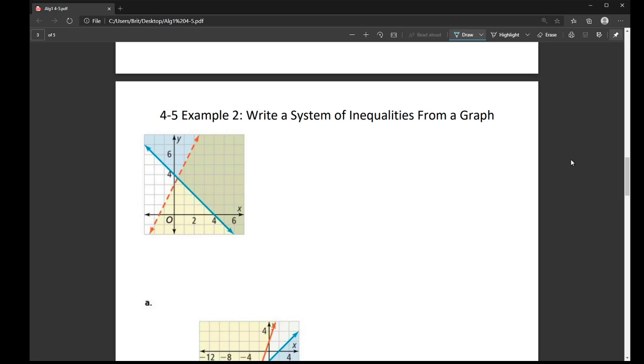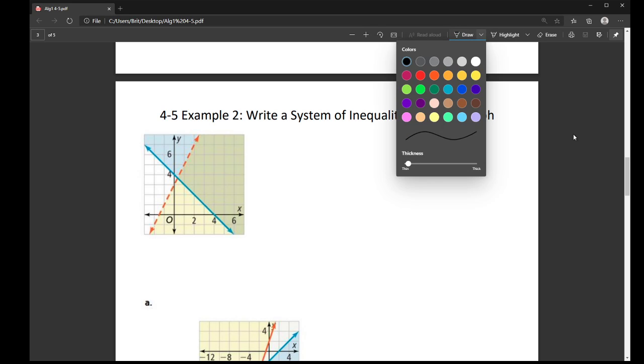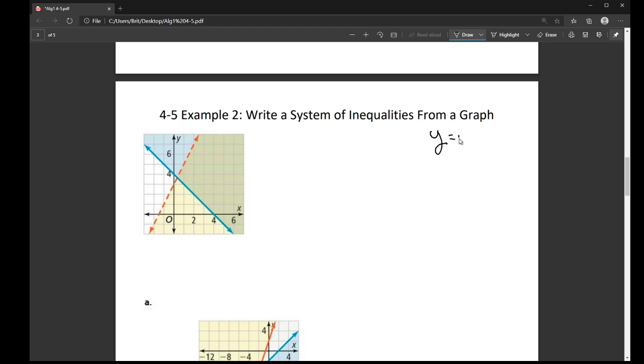In this video, I'm covering example 2 from section 4-5 in the SavvasRealize Algebra 1 textbook. In this example, we are learning how to write a system of inequalities from a graph. When I go to do this, I am going to be using the slope-intercept form of a line, which is y equals mx plus b. Please don't forget that the m here is our slope that we're looking for, and our b is our y-intercept. So let's go ahead and give that a shot.